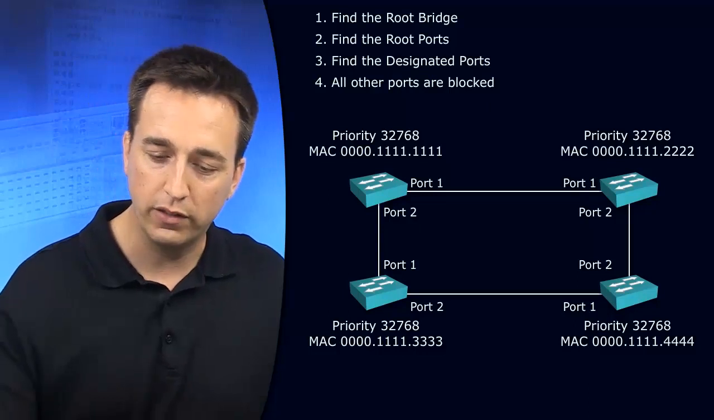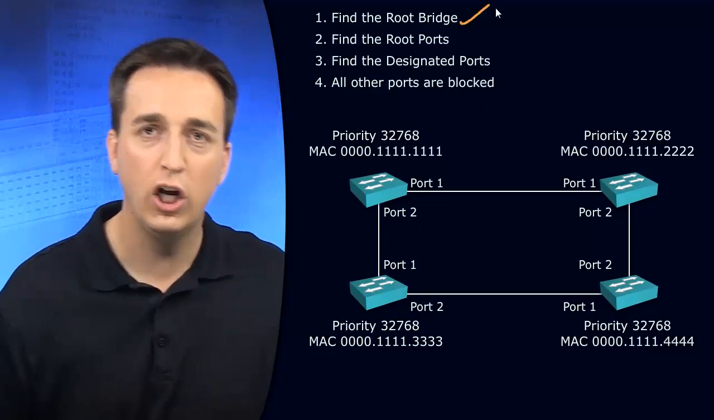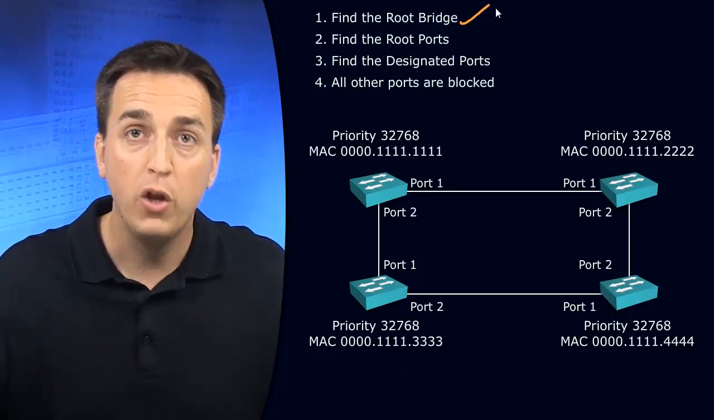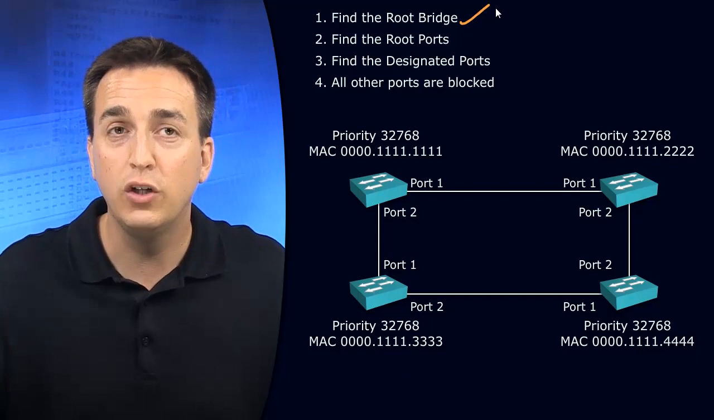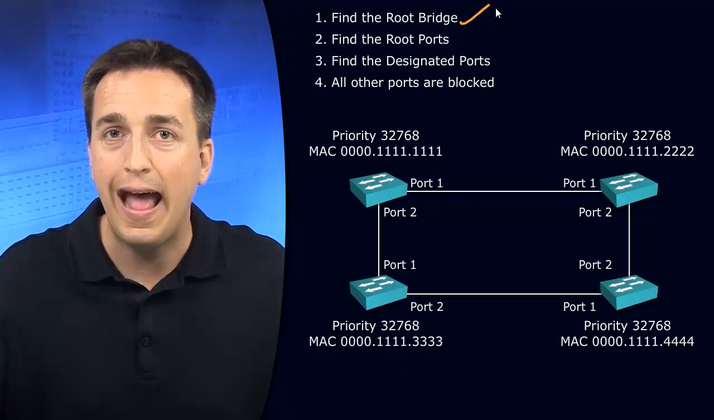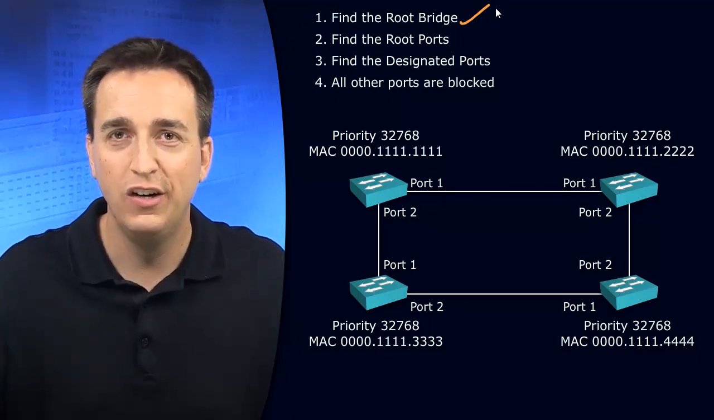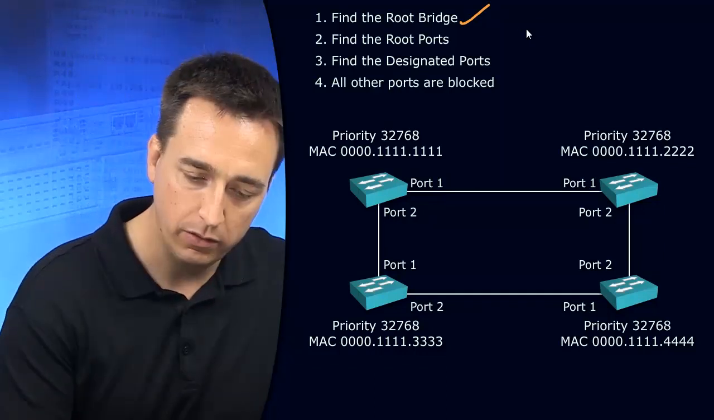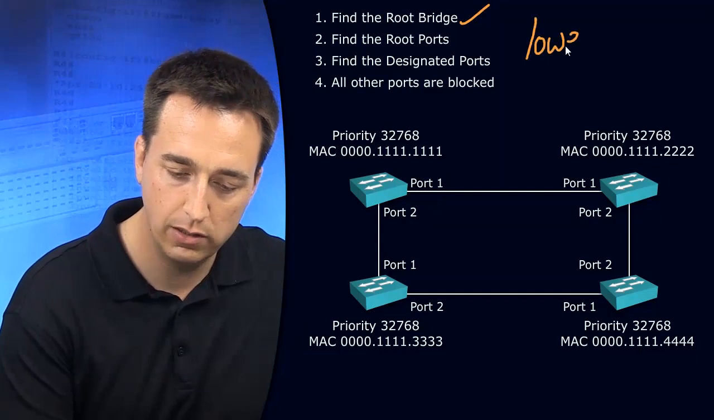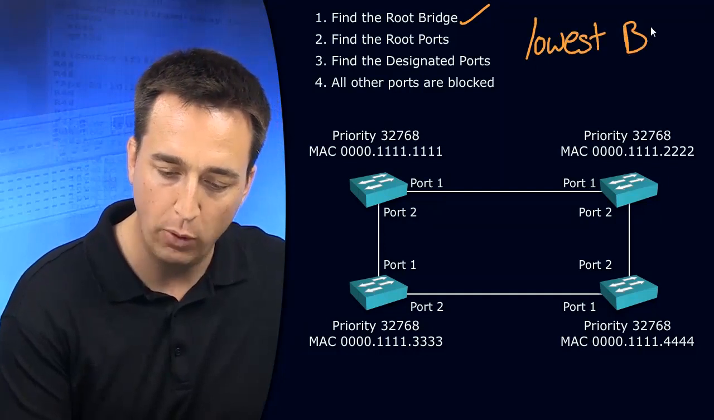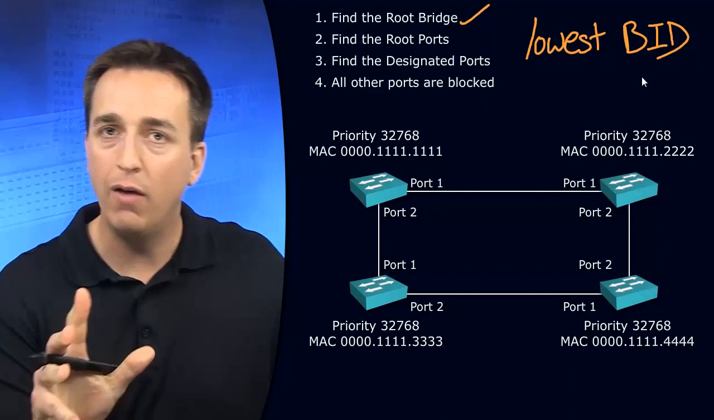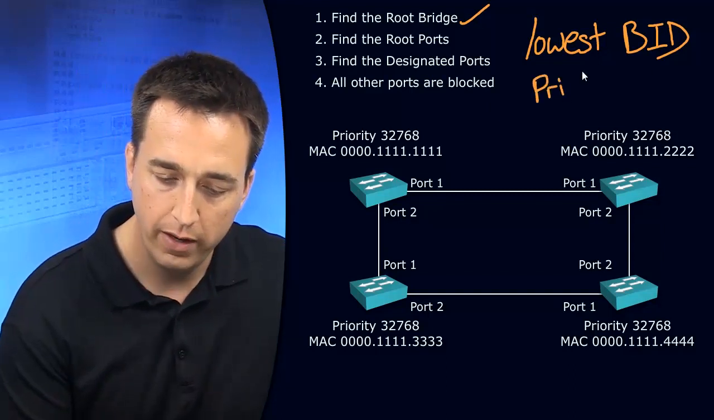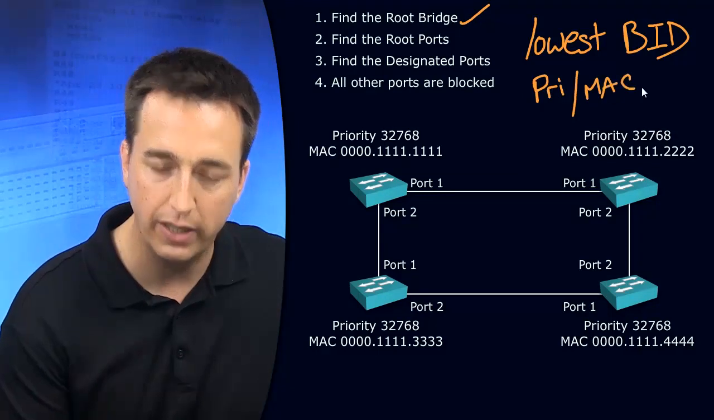So what do we want to do first? Let's find the root bridge in this topology. Now remember, the root bridge is going to be elected based on having the lowest bridge ID. Lowest bridge ID. And what is that made up of? It's made up of a priority and a MAC address.